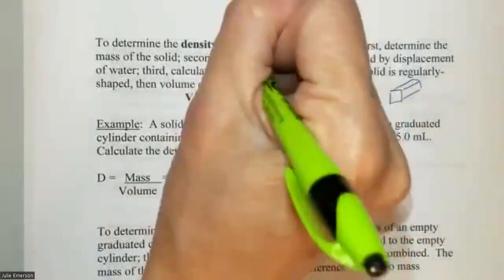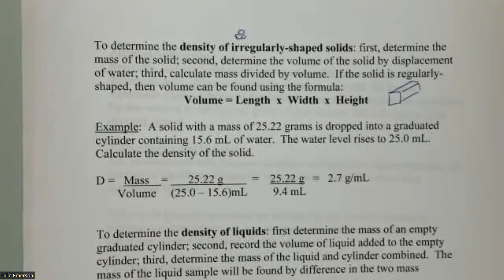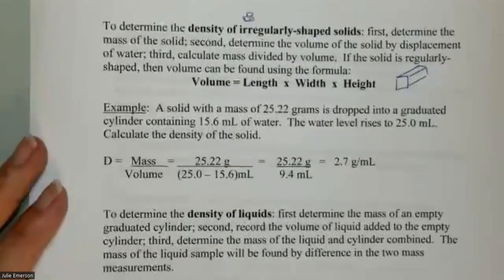If it is an irregularly shaped solid, like some kind of, I don't know, rock, for example, and it's not a perfect sphere or perfect shape, and we don't have a math formula for that, then what we can do is find the volume by the displacement of water.